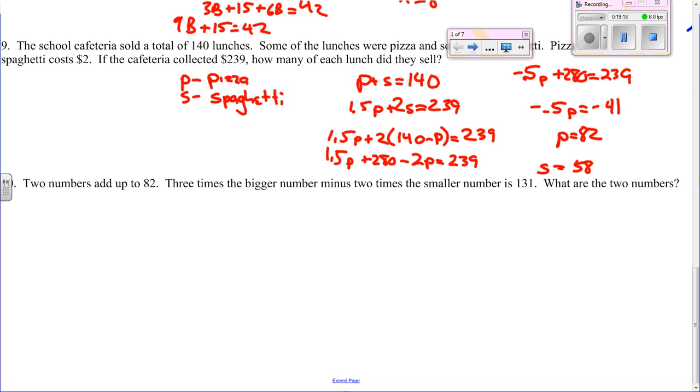Okay, two numbers add up to 82. Let's just make them X and Y. So then X plus Y equals 82. And 3 times the bigger number, so we'll say 3X, minus 2 times the smaller number, equals 131. Now I can just multiply the top equation by 2 to get rid of my Y variable.